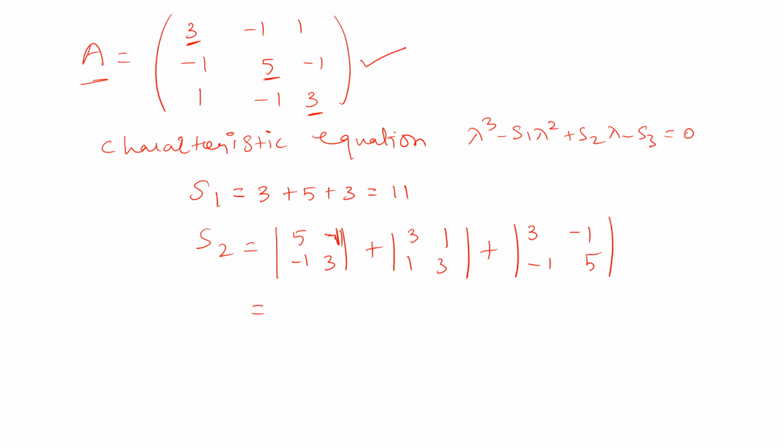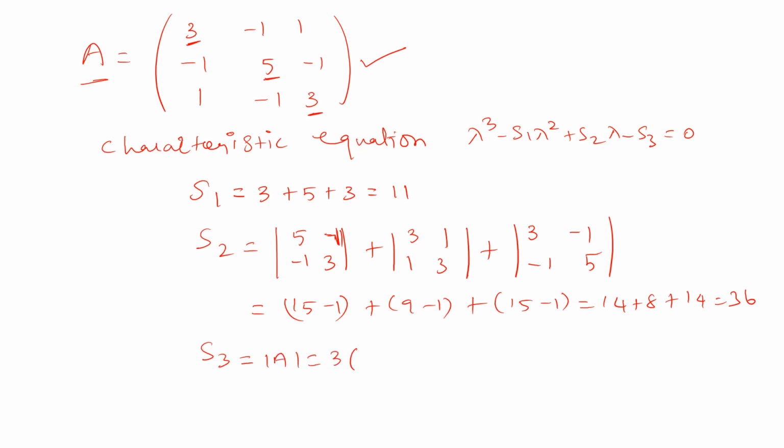So now find the determinants. 15 minus 1 plus 9 minus 1 plus 15 minus 1. So which is 14 plus 8, 22, plus 14 is equal to 36. So s3 is equal to the determinant of A, which is equal to 3 into (15 minus 1) minus of minus 1 plus 1 into (minus 3 minus of plus 1). Okay. Then plus 1 into (1 minus 5).